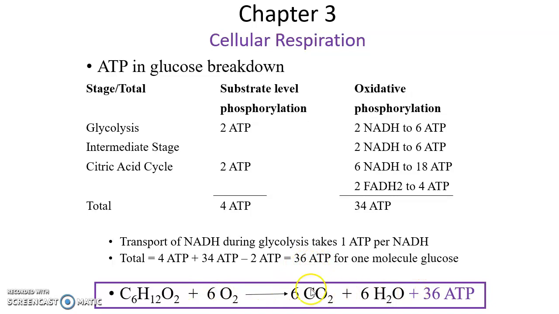So the final formula you're going to want to remember is 1 glucose molecule plus 6 molecular oxygens leads to 6 carbon dioxides plus 6 water plus 36 ATP. Wow, aerobic cellular respiration is so much better than fermentation. So much better.